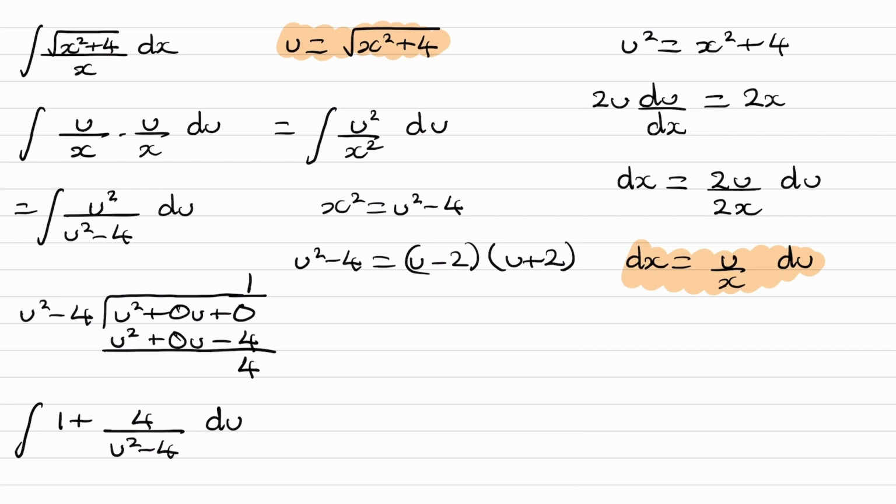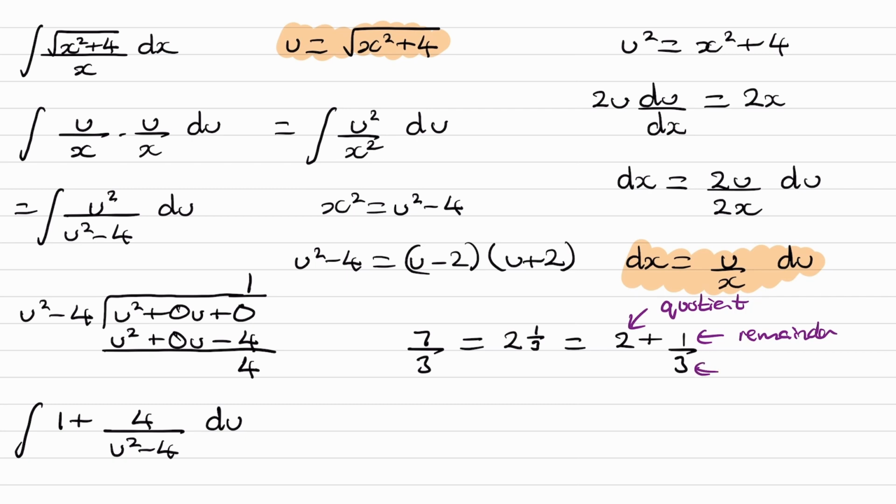And if you struggle to remember how to express this form once you've done your long division, think of this example. If we were to do 7 divided by 3, this is 2 1/3 as a mixed fraction, which is the same thing as 2 plus 1 over 3. So 2 is what's called your quotient. That's how many times 3 goes into the 7. 1 is your remainder, and then 3 is your divisor.